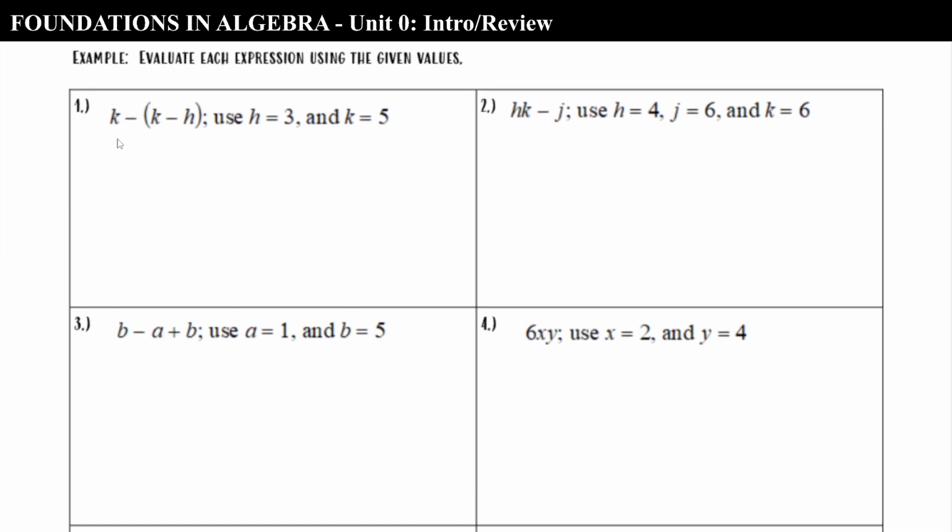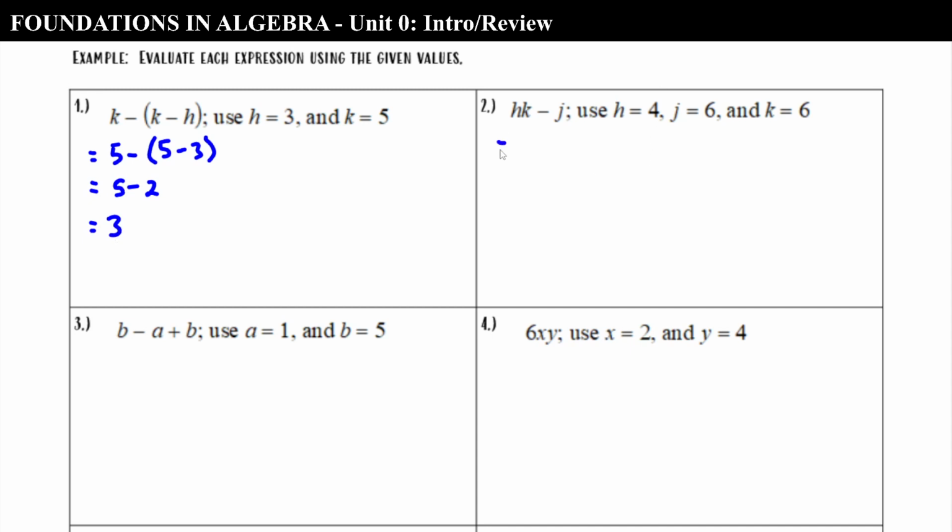So first thing we're going to do is substitute in. We know that k is 5, so we're going to substitute 5 in here and 5 in here. And then h is 3, so we're going to put a 3 there. From here, it's just like what we did on the previous page. We're going to follow the order of operations, doing parentheses first. 5 minus 3 is 2, and then 5 minus 2 is 3.